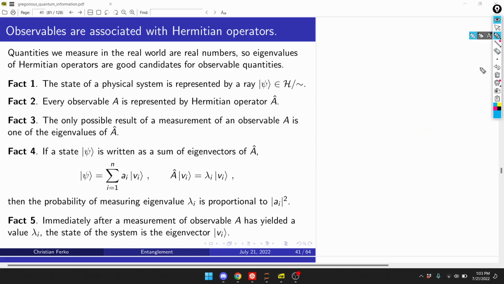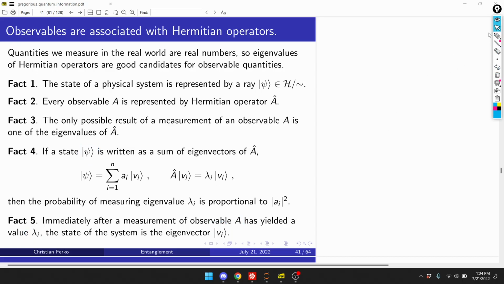Final fact, fact 5. If I perform a measurement associated with observable A, immediately after that measurement, which has output some value lambda i, the state of the system is now changed. If the state was psi before the measurement, and I perform the measurement and get lambda i, then after the measurement, the state of the system is now in this new state vi, where vi is the eigenvector of the operator A with the same eigenvalue as the thing I measured. So I measure it, and it changes the state to the eigenvector associated with the output of my measurement. Okay. These are the facts of life.